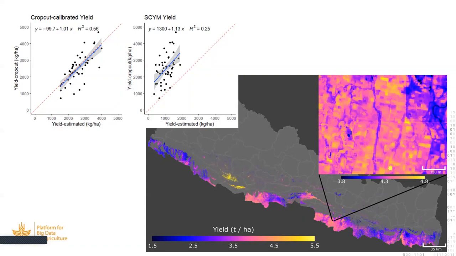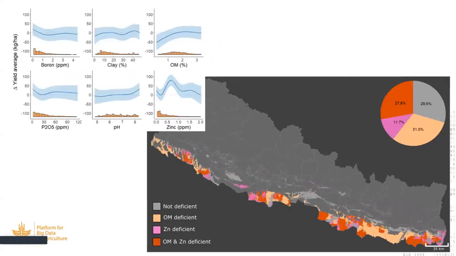And then in the bottom right, we can use these models. In this case, it's the crop cut calibrated, which is shown, to predict yield at all areas of wheat for which we have satellite data, in order to generate these high resolution, 10 meter resolution yield maps for any given year. And then once we have these yield maps, we can combine them with our large soil data sets and begin to look at the relationship between crop yields and soils at a large scale.